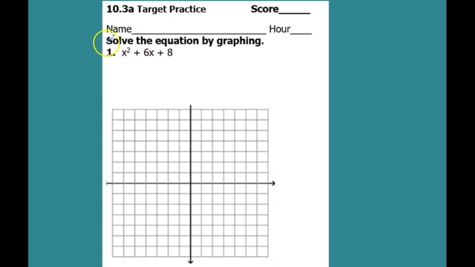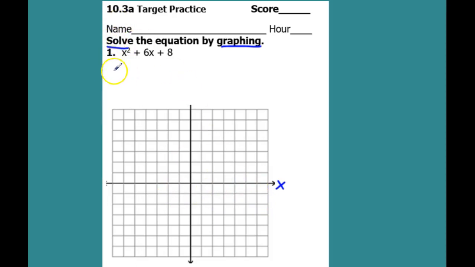So first, it says solve the equation by graphing. So if it says that, yes, you do need to graph it. Solve means in the end, we're going to figure out where does it cross the x-axis. A lot of the steps we're going to take are the same on all the problems. The only extra step is figuring out where does it cross. So if it just says graph, you don't need to find where it crosses.